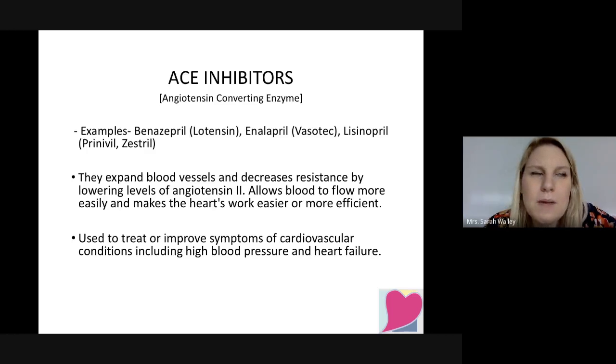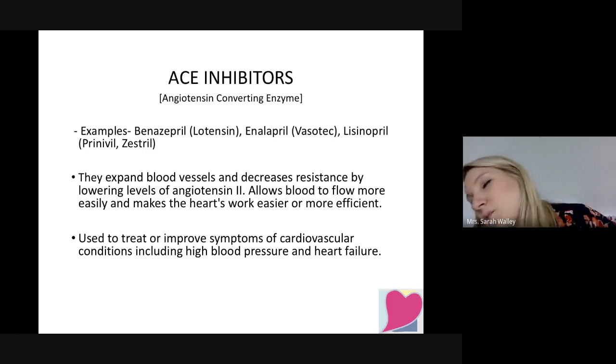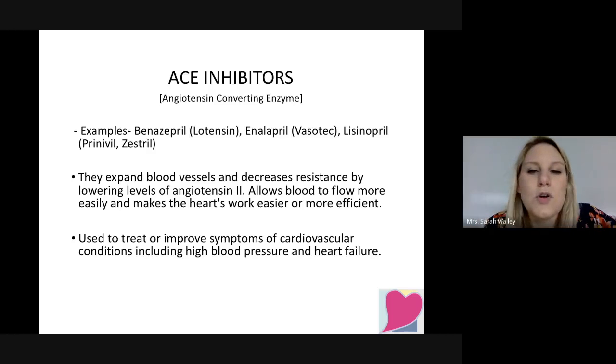Lisinopril is probably the most common. It's one of the most common drugs prescribed for hypertension as well. You'll notice that. I think it's on the top 10 list, actually, of the top 200.